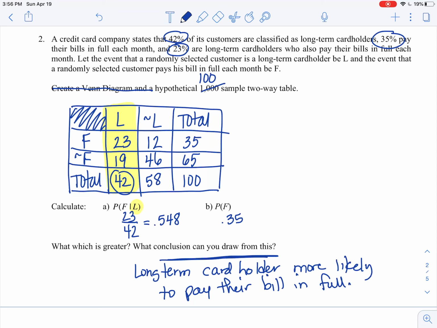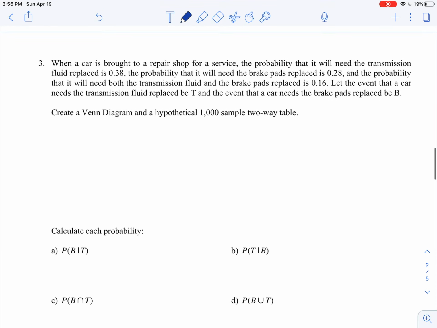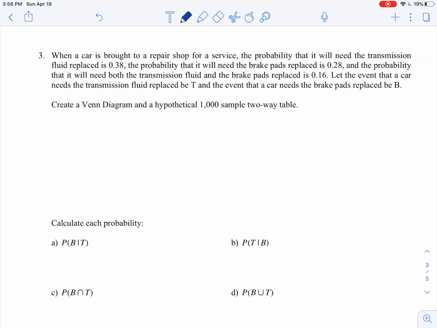Okay, and again, why would you want to know this? If you're a credit card company, maybe that's some way that you can charge fees or, again, draw conclusions about the people who are your customers, something like that. Okay, one more example, and then we'll stop.